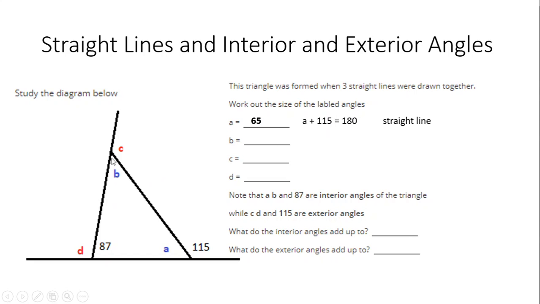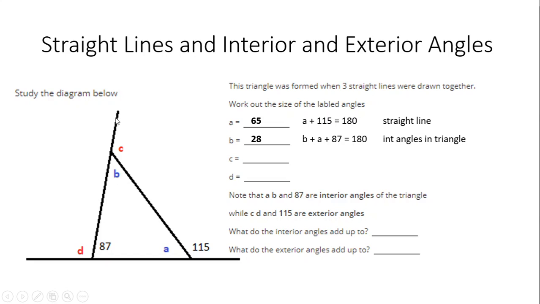For B, I hope you see that B, A, and 87 make a triangle. Those are the interior angles of the triangle, so they must add to 180. So I'm writing my rule, I'm writing my equation. I already know that A is 65, so B on its own would be equal to 180 minus the sum of 87 and 65. So B is 28.